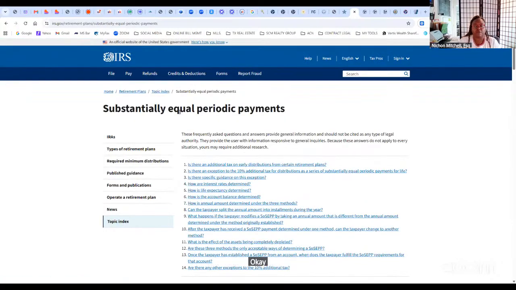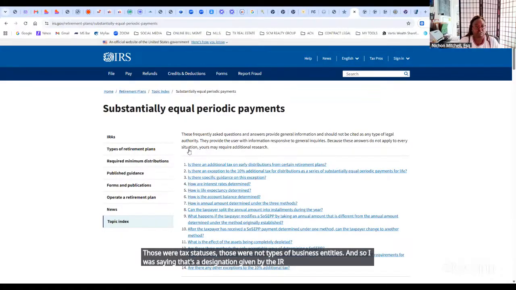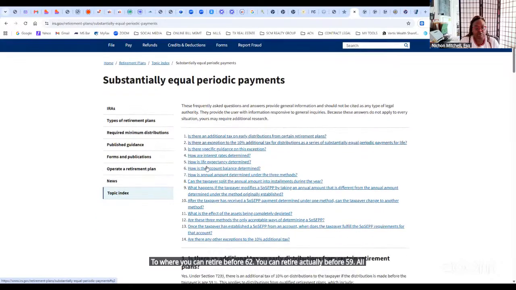Okay. So I did a podcast a couple of weeks ago that was about starting a business. And I talked about how S Corp and 501(c)(3) were tax statuses, not types of business entities. That's a designation given by the IRS. So also for retirement, the IRS gives you good information on how to set up retirement plans to where you can retire before 62. You can actually retire before 59. All of that information is here on the IRS page.